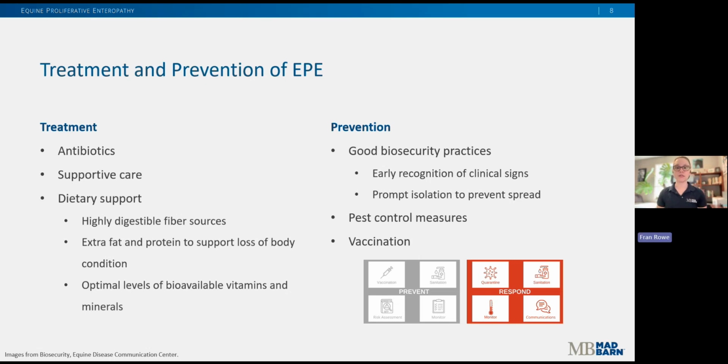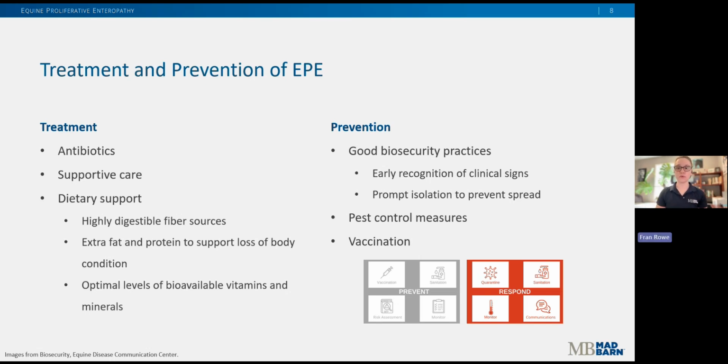Prevention strategies are really centered around early identification of disease and then practicing good biosecurity if you believe a foal to be positive for Lawsonia or they've been confirmed so with a fecal PCR test. Additionally, pest and wildlife control measures may need to be a focus of your prevention strategy, especially if that's a particular issue for your farm.